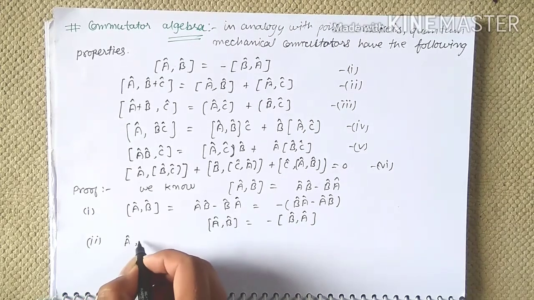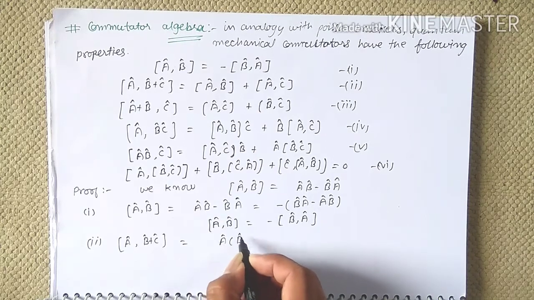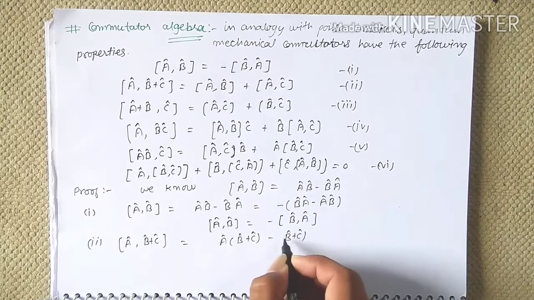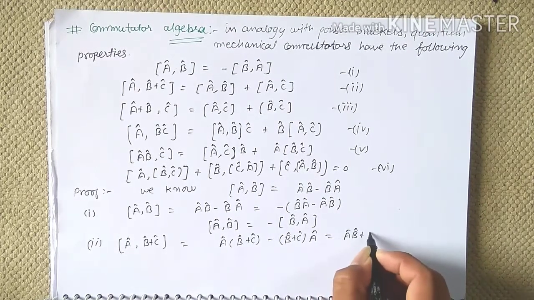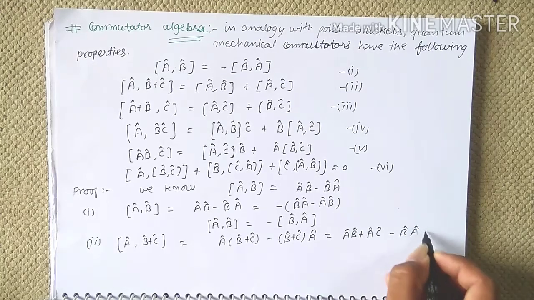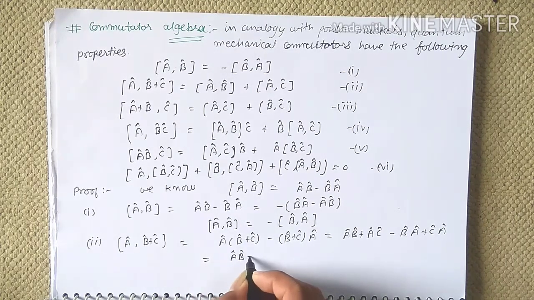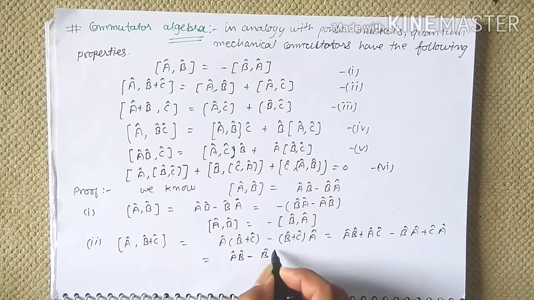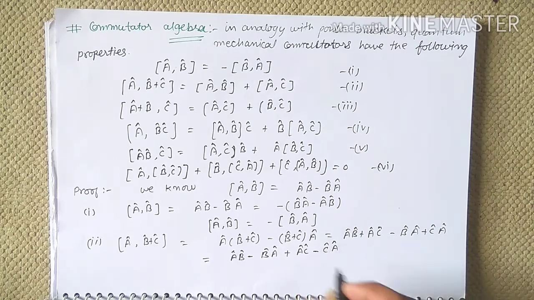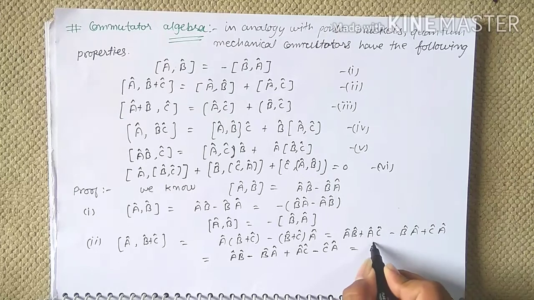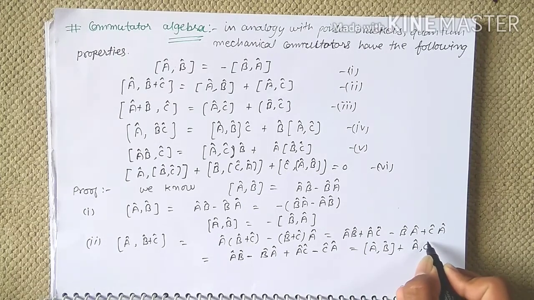Second is commutator of A cap and B cap plus C cap. A cap multiply by B cap plus C cap minus B cap plus C cap multiply by A cap. Now open it. A cap B cap plus A cap C cap minus B cap A cap minus C cap A cap is equal to A cap B cap minus B cap A cap plus A cap C cap minus C cap A cap, which is equal to commutator of A cap and B cap plus commutator of A cap and C cap.